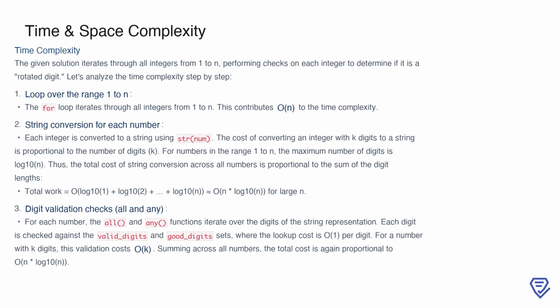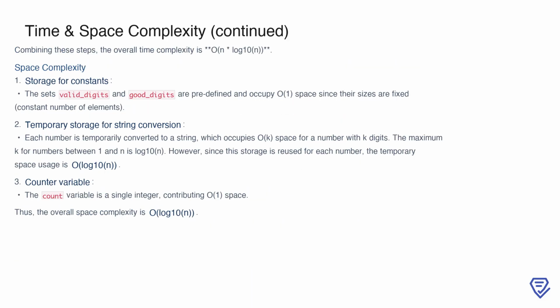Finally, we validate each digit of the string representation using the all and any functions. These checks involve iterating over the digits of the number, and since each lookup in the predefined sets happens in O(1) time, the validation cost for a number with k digits is k. Summing this across all numbers again results in n * log10 n. When we combine these components, the overall time complexity of the solution is n * log10 n.